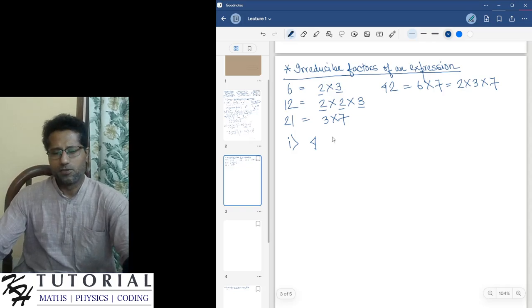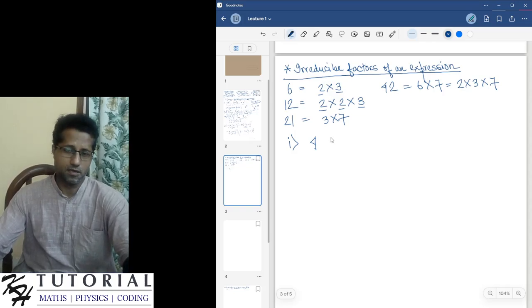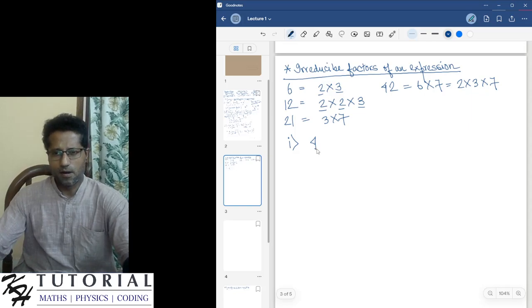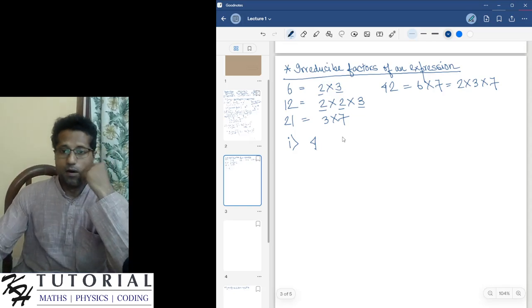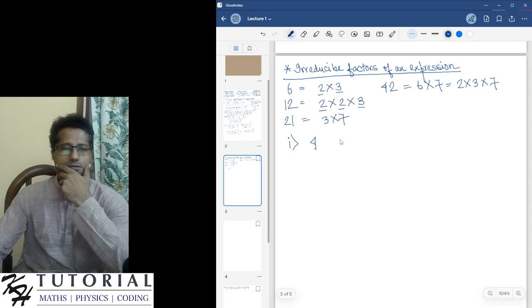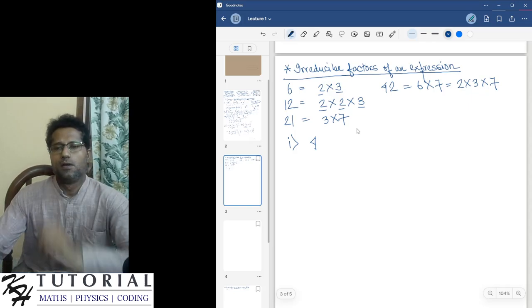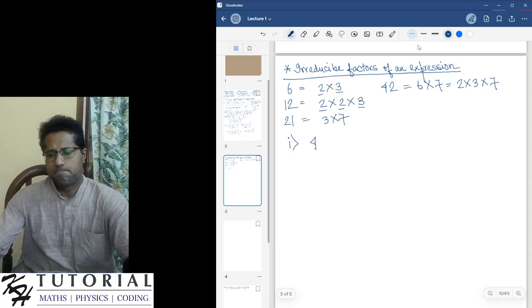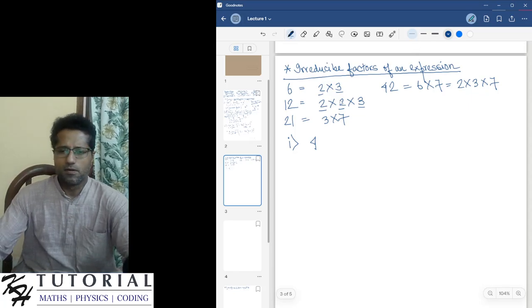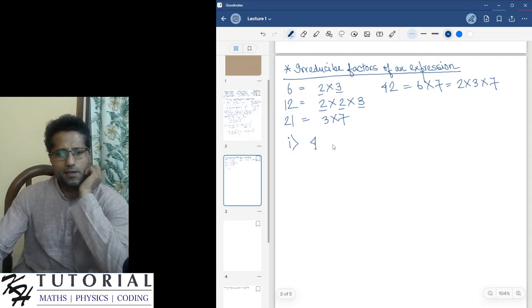Let's say 4. This is an algebraic expression. Of course, this is an algebraic expression containing a single term, and that term is a constant term 4. It's a single term, so is this irreducible? We are discussing irreducible factors. So 4. Now 4 is not an irreducible factor.